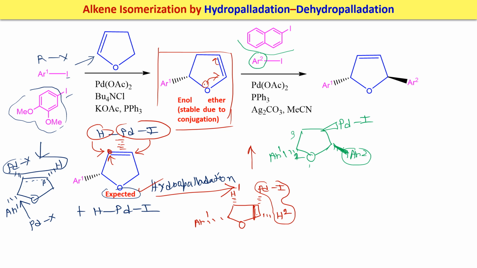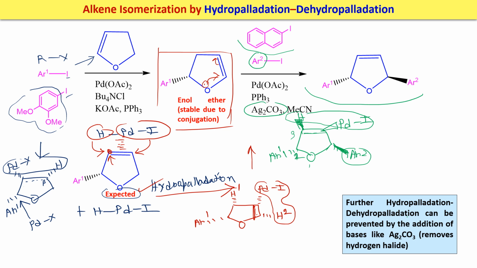Now this PdI requires a hydrogen, which is on the same side. So it has this hydrogen which is on the same side, and that is the reason this H and Pd will be removed, which is beta hydride elimination, and we will get a double bond at this position, which you can see already written as product. Now further hydropalladation and dehydropalladation is not possible here, because we are using the base Ag2CO3.